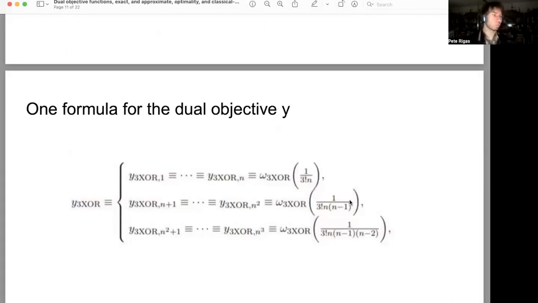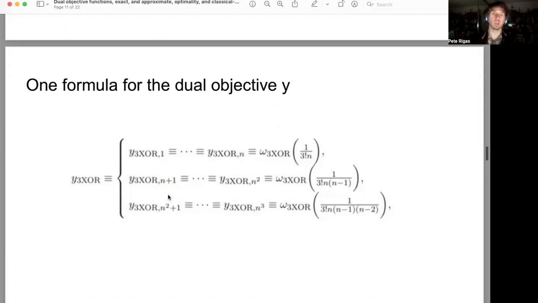But again, like we have been mentioning, rather than the first n components only including a normalization of n, we can add on additional factors of n minus 1 and n minus 2 depending upon the n plus 1 component to the n squared component, as well as the n squared plus 1 component to the n cubed component.